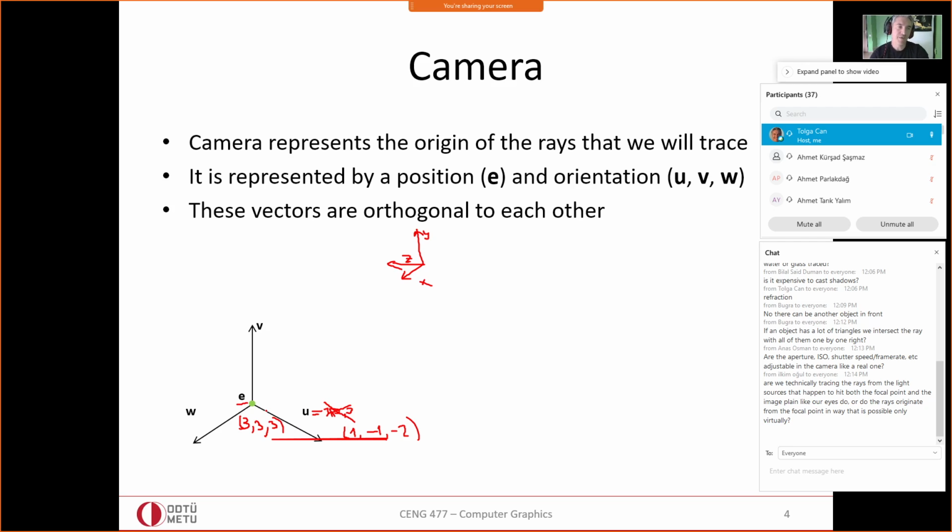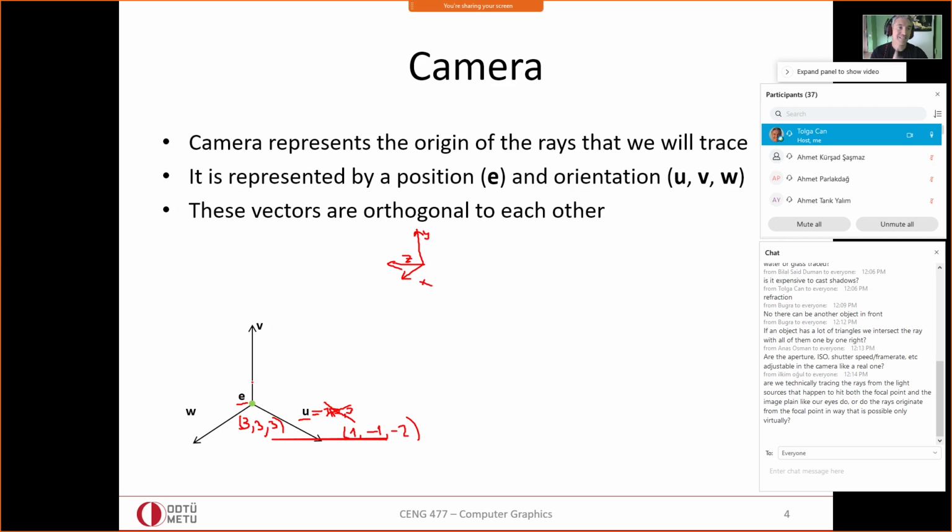Okay, so the u vector is going to show the left to right direction of pixels on the image plane. And it may be an arbitrary vector like 1, -1, -2, which means that with respect to the world coordinate system, we are not directly looking at the minus z direction. The u vector will indicate the left to right orientation of your pixels. It's the x-axis of the image.